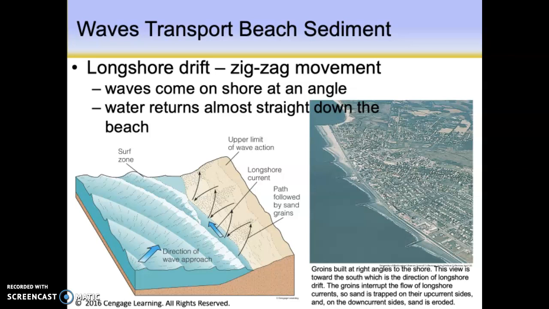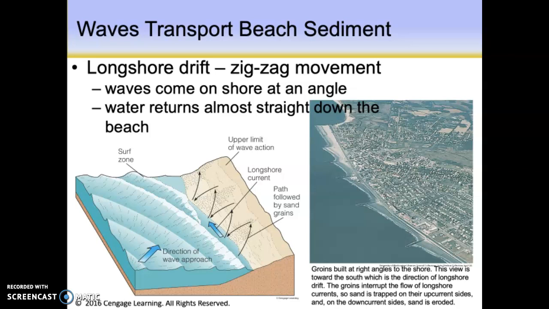Most coastlines, they'll usually approach from the same direction on most days. And because they come in at an angle, as they push the sand along, instead of it going straight up the beach, it goes up the beach at a bit of an angle. And then when the water comes back out, as the gravity pulls it out, the water usually goes straight back down. And so the sand is transported in this zigzag pattern that we refer to as longshore drift.